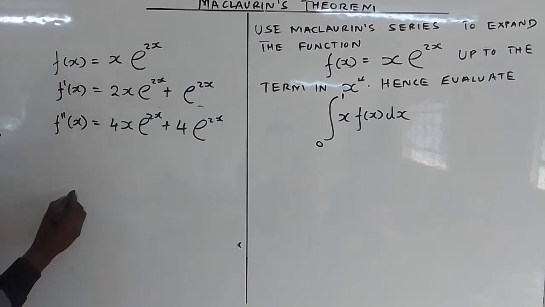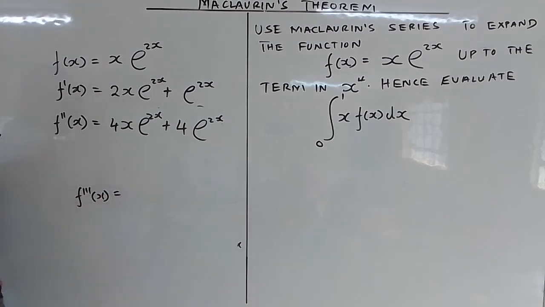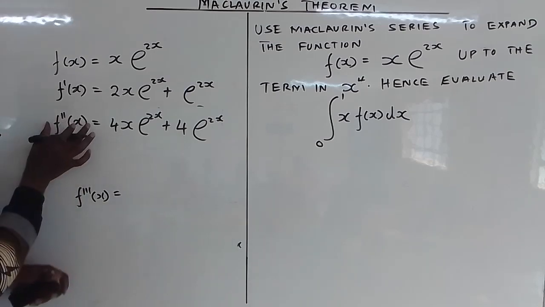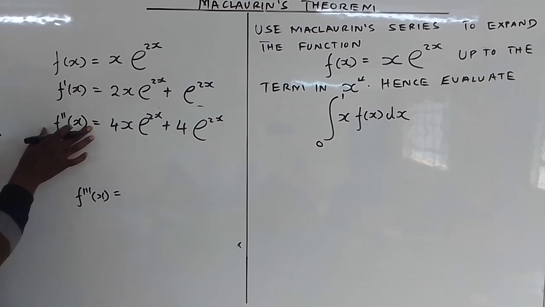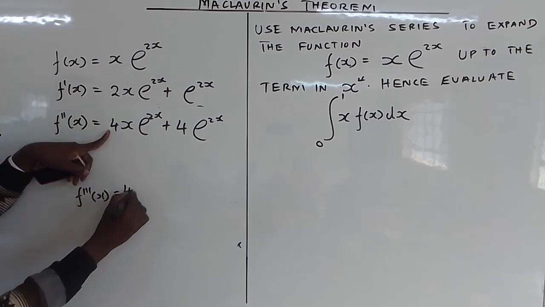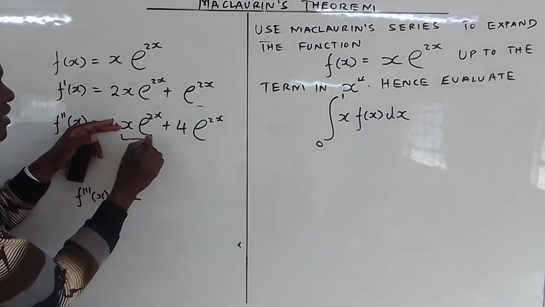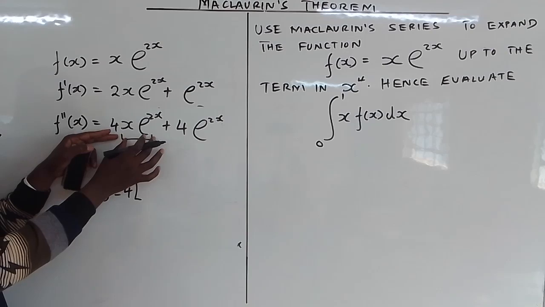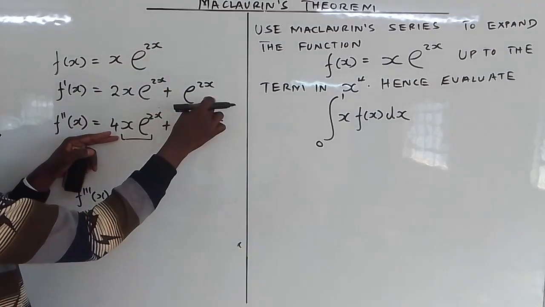Then we go to the next one, we differentiate it for the third time. For us to get F triple prime of x, we differentiate F double prime. So if we differentiate this term, we factorize 4 outside, meaning we are differentiating x exponential 2x. And the moment you are differentiating this x exponential 2x, what do you get?